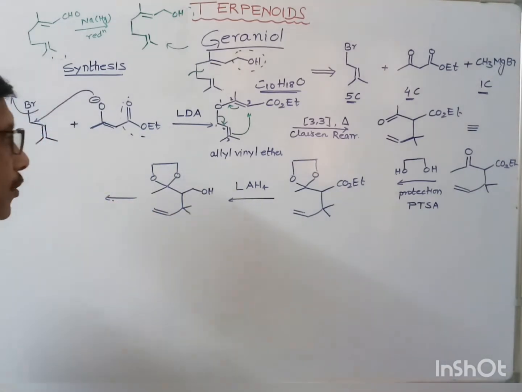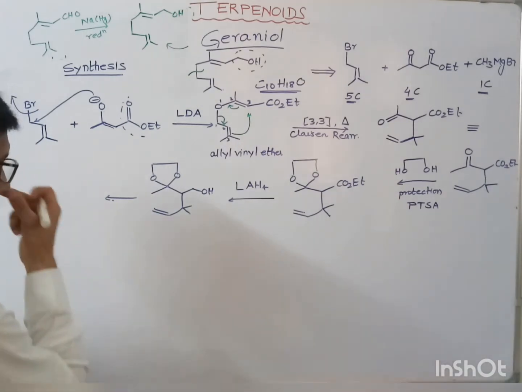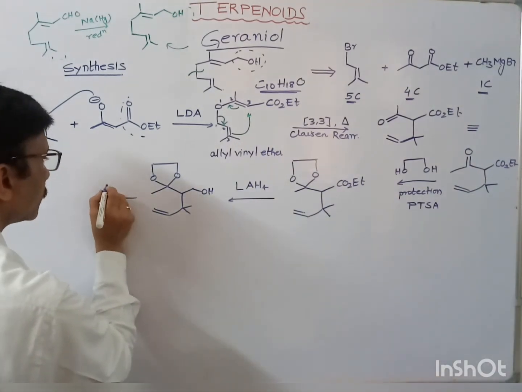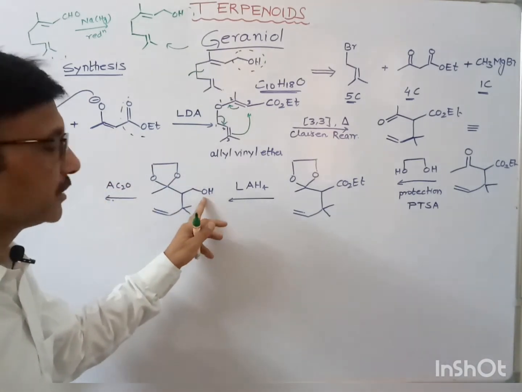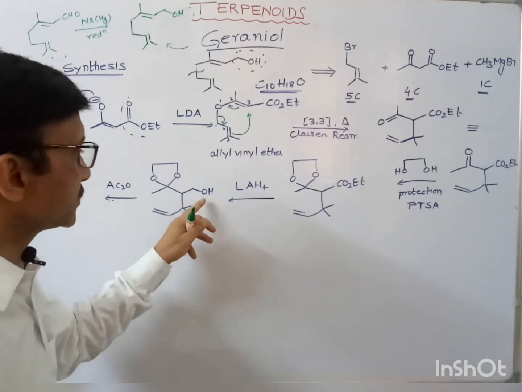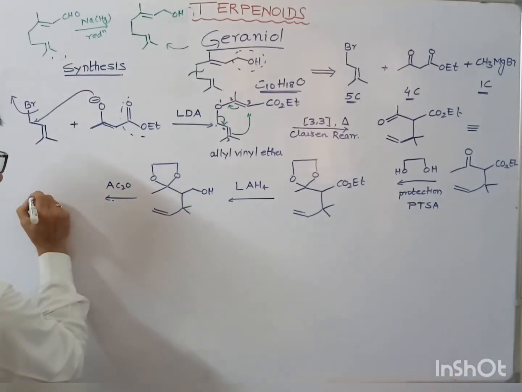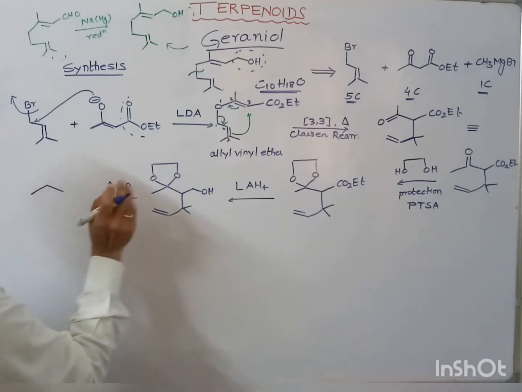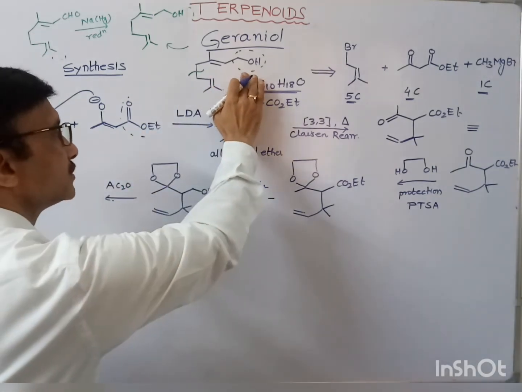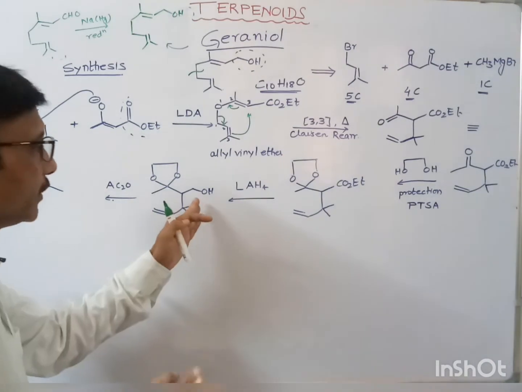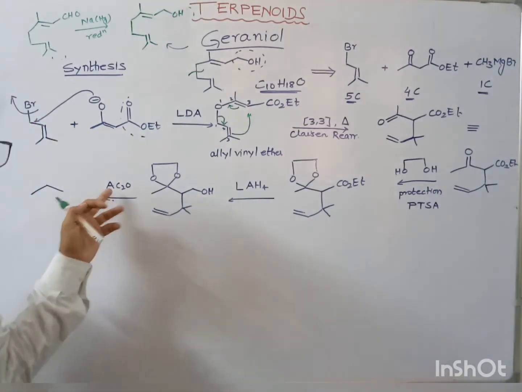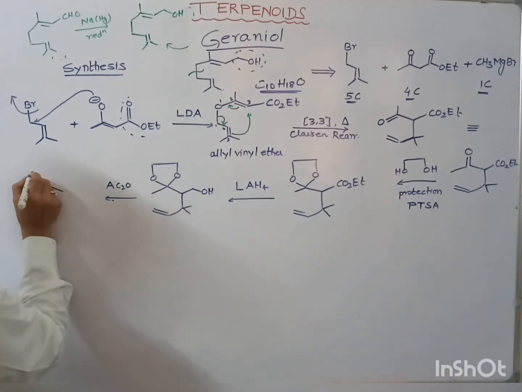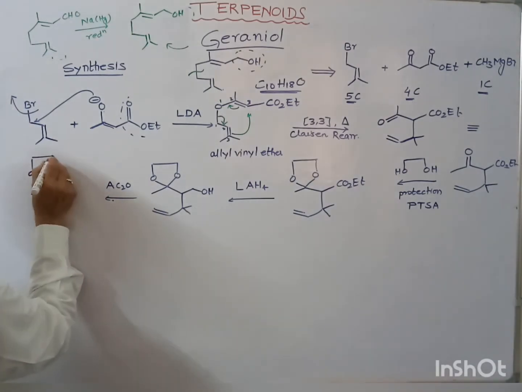Okay. Now, this is being converted into this one. In the next step, in presence of acetic anhydride, I will do the acetylation of this OH. I will tell you why I have done the acetylation. Though we want this OH group over here, I am doing the acetylation first, and I will tell you why.